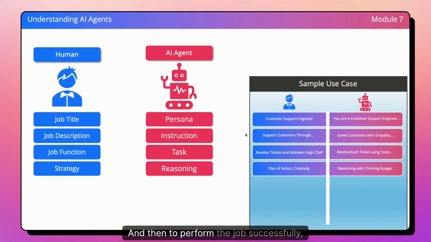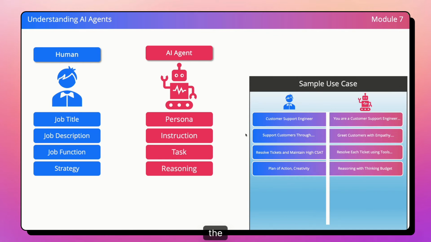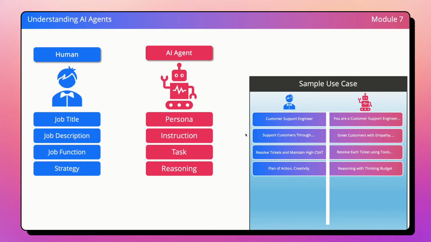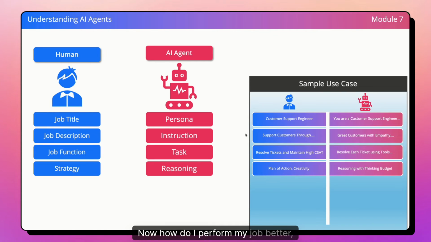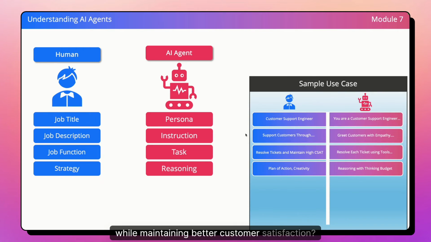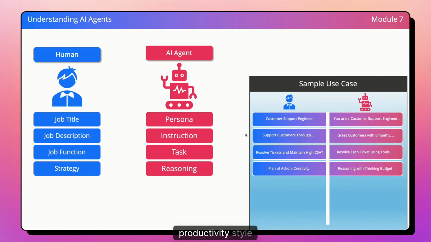And then to perform the job successfully, the customer support engineer needs to have a strategy. Now, how do I perform my job better? How do I become more productive? How do I handle more tickets while maintaining better customer satisfaction? So he's going to have a plan of action, and he will apply his own creativity and productivity style to accomplish that. That is the strategy.